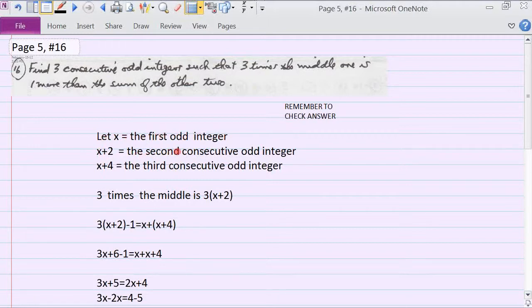X plus 2 is the second consecutive odd integer, and x plus 4 is the third consecutive odd integer. 3 times the middle one. Well, the middle one is this one. 3 times that is 3 times x plus 2. This is 1 more, so I have to subtract 1 from it to make it equal to the sum of the other 2. The sum of the other 2 are x and x plus 4. So because this is too much by 1, I subtract 1 to make it equal.